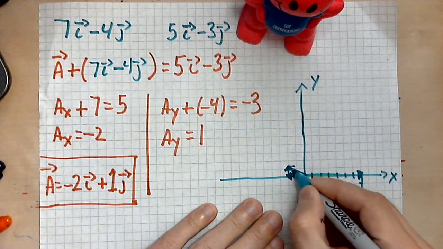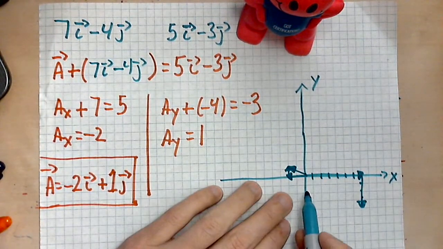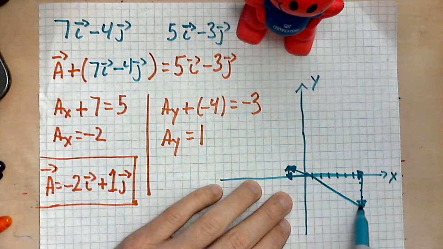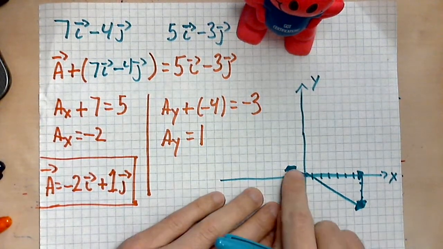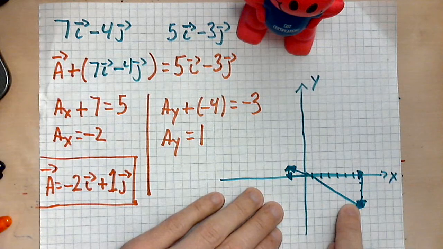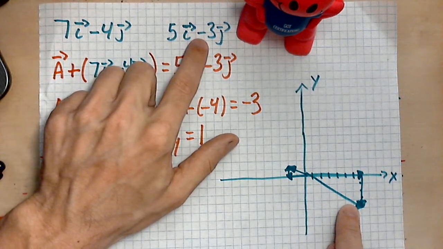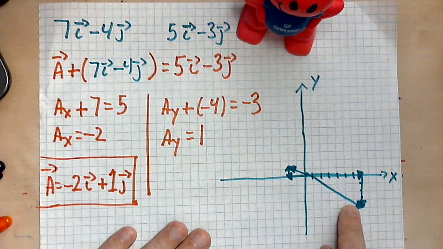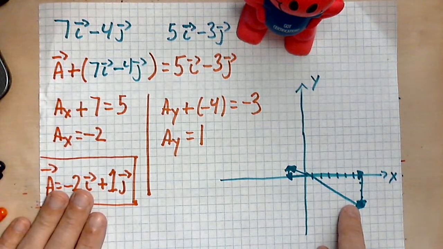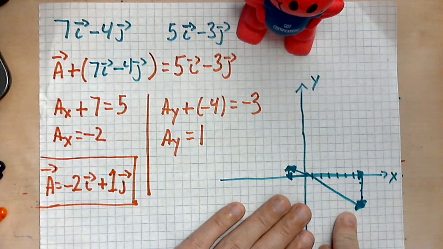So it's this vector here that we have found, together with the original vector, which looks like this. When you add this vector and that vector, what you get is the resultant, and the resultant is 5i minus 3j. And that's the whole problem. This is the missing vector, and this is the picture to go with the exercise.